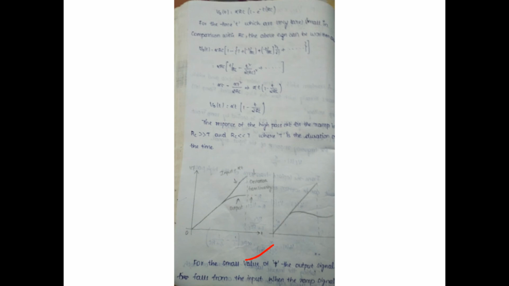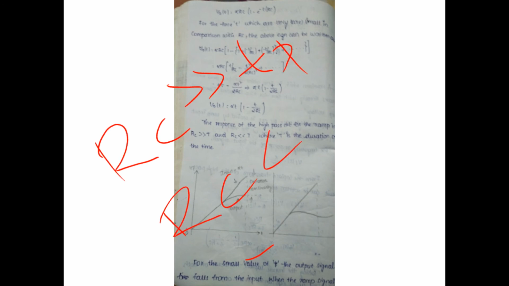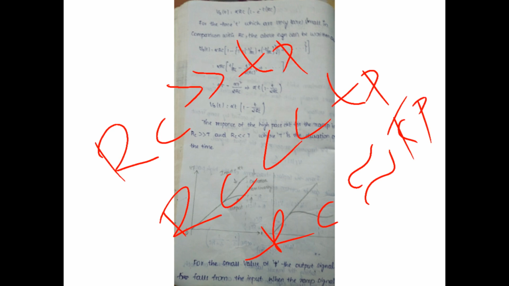We also have another input, that is the pulse input, which also has different time constants. We have three conditions: RC far greater than TP, RC far less than TP, and RC comparable to TP. This is the pulse input which is applied to the high pass filter.